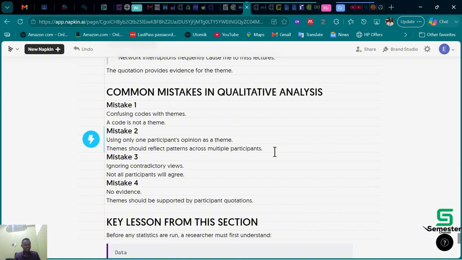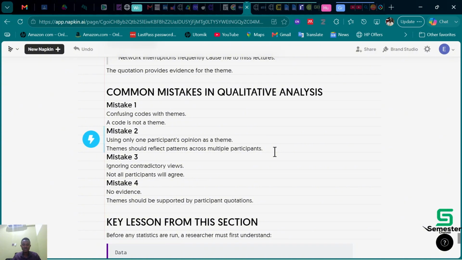A theme is what a majority or a group of people are saying. If it is one person who said that, that is not a theme, that is an opinion. But if you have the same opinion coming from different people, that is when you can draw the theme from. So please be mindful of that. But then when you are presenting the results in the results section, you can go with one or two of what people said for that particular theme.